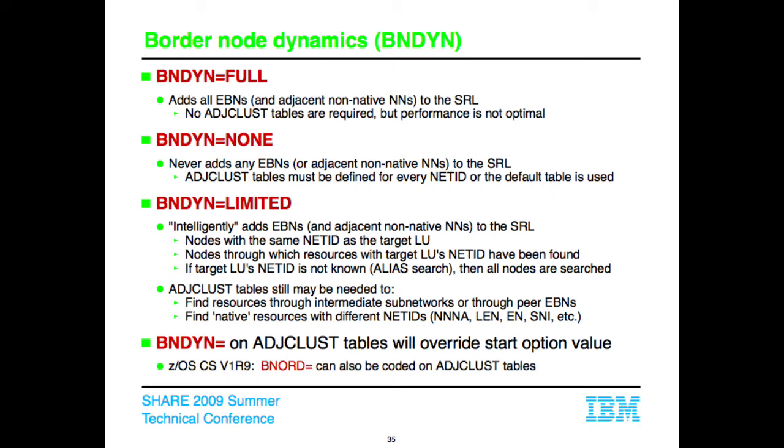Finally, we always allow the border node dynamics option and the BN ORed option, starting with V1R9, to be coded on each adjacent cluster table independently. So that's just a little enhancement that you can use to try to tune your searching a little bit more. So we're going to talk a little bit more about how BN equals full, none, and limited work, and then we'll talk about what this recommended search strategy will be afterwards.